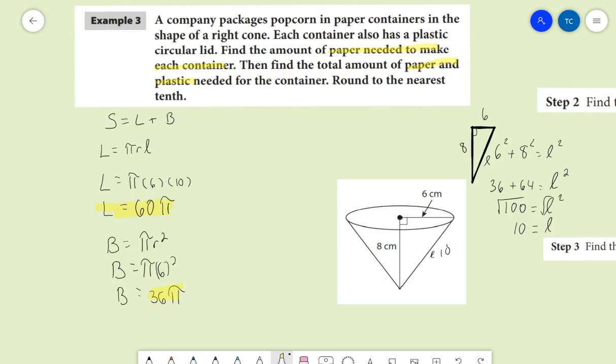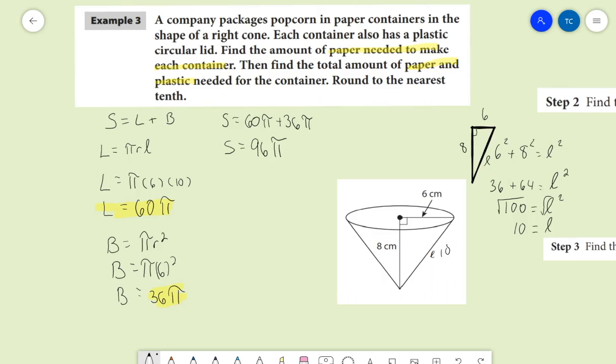Now I can add that. There's no part of the question that needs just the base area. Well, it's kind of weird because we're talking about two different parts altogether. So for the second part of it, it does seem like they want us to add the paper and plastic. So two different materials, but we'll do it anyway. So the S, now that we know the L is 60 pi, and the base is 36 pi, this should be pretty easy. 60 plus 36 is 96 pi.